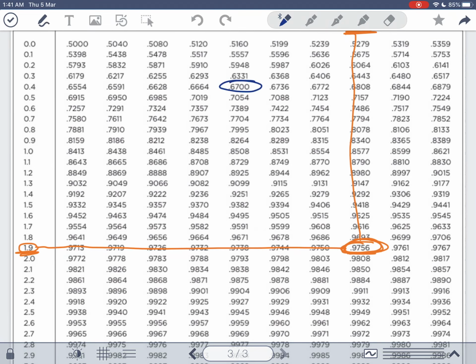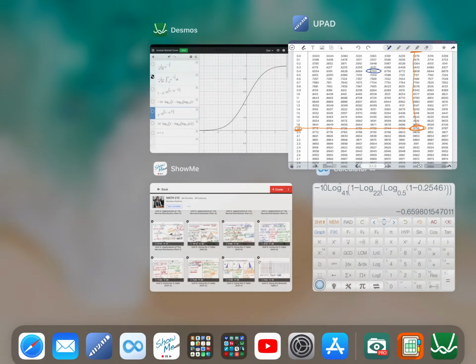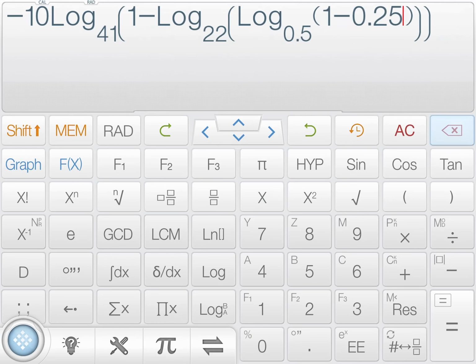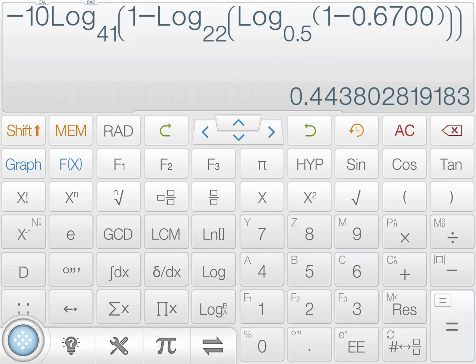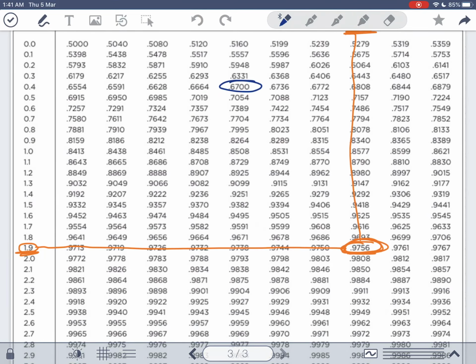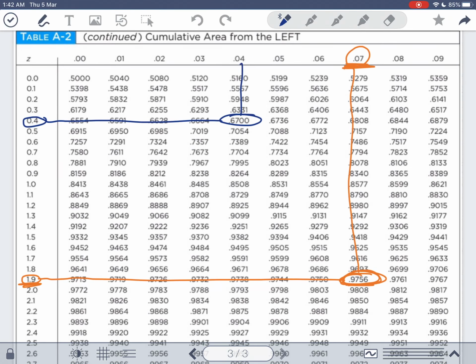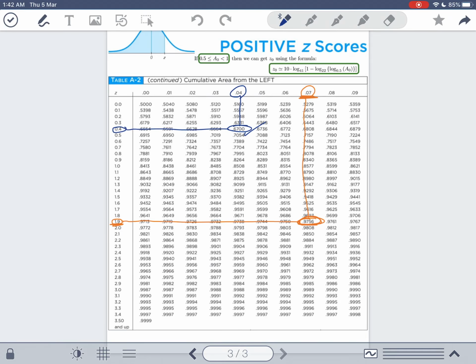Okay, so choose this one. 0.6700. So this is giving us 0.44. So let's see, 0.44. Yes, and one more.